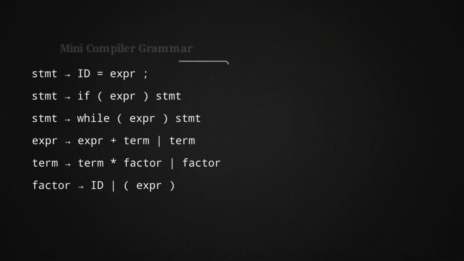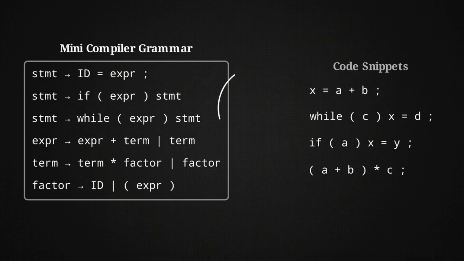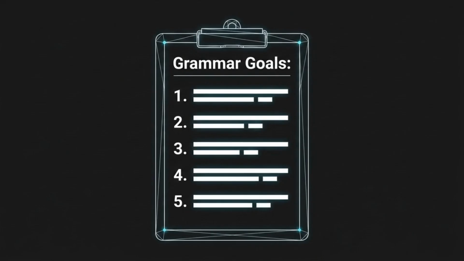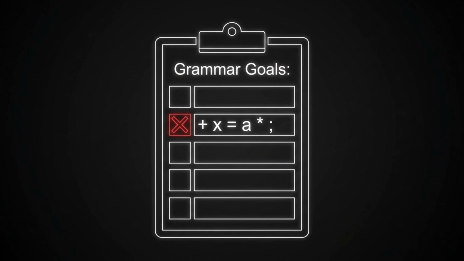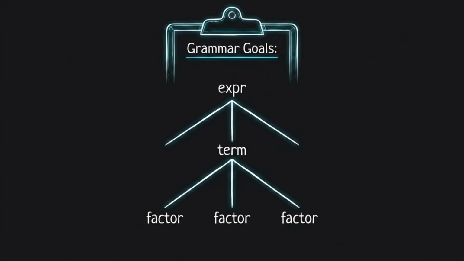We now combine the assignment rule, control loops, and layered arithmetic into one cohesive block. This tiny grammar successfully processes many code snippets. A perfect grammar achieves these 3 things. It generates all valid strings, rejects invalid strings, and structurally enforces precedence without ambiguity.